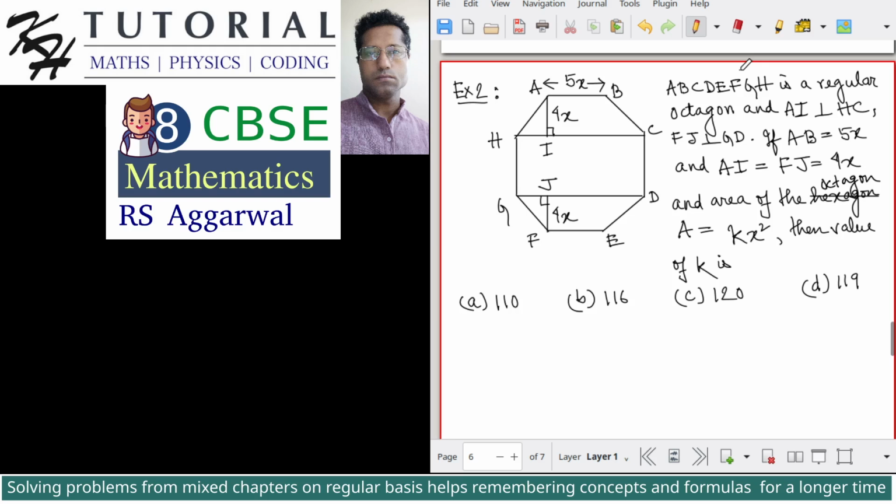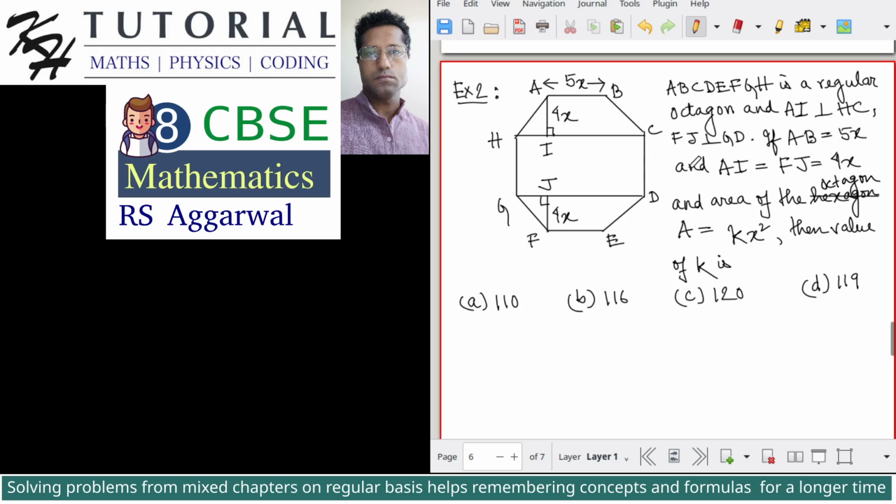4x. So we can clearly see that the diagonals HC and GD are dividing the entire octagon into two trapeziums. In the middle we have the rectangle HCDJ, and above the rectangle HCDJ we have a trapezium ABCH, and below the rectangle we have the trapezium GHEF. Now, since it's a regular polygon, you have to immediately observe what triangles, what trapeziums, and what rectangles are being formed based on the given figure.